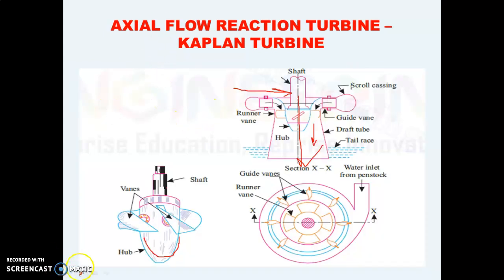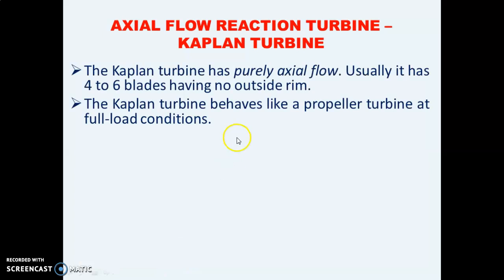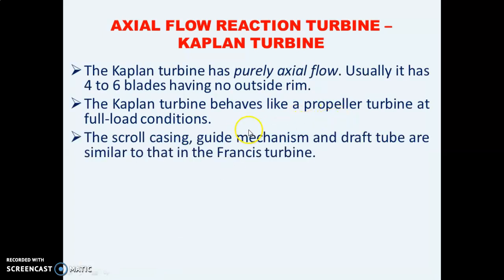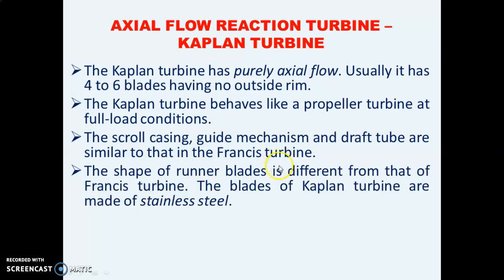Now if you see this assembly, it is the same as that of a propeller of a submarine or an aeroplane or a ship. This assembly is the same as that of a propeller, so it can also be known as a propeller turbine. Kaplan turbine behaves like a propeller turbine at full load condition, that means at high electricity demand. Now the scroll casing, guide mechanism and draft tubes are similar to those in the Francis turbine that we have seen.